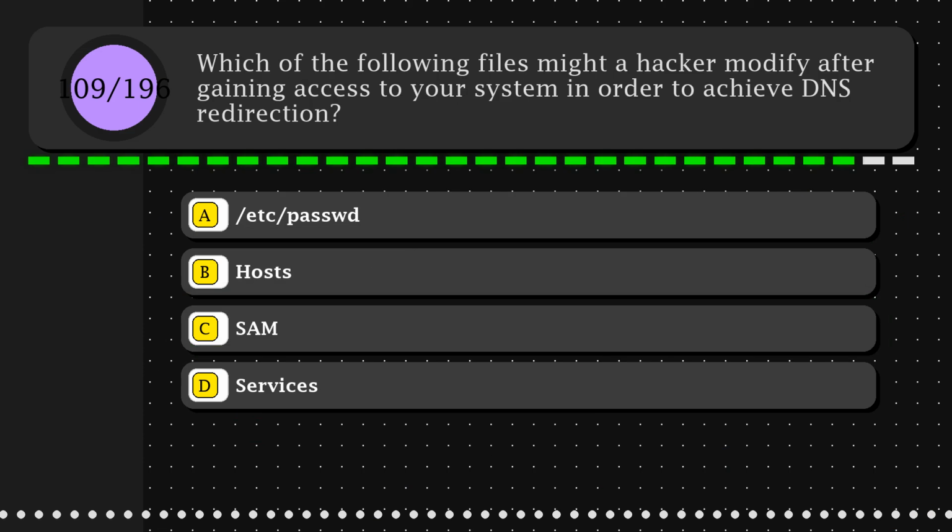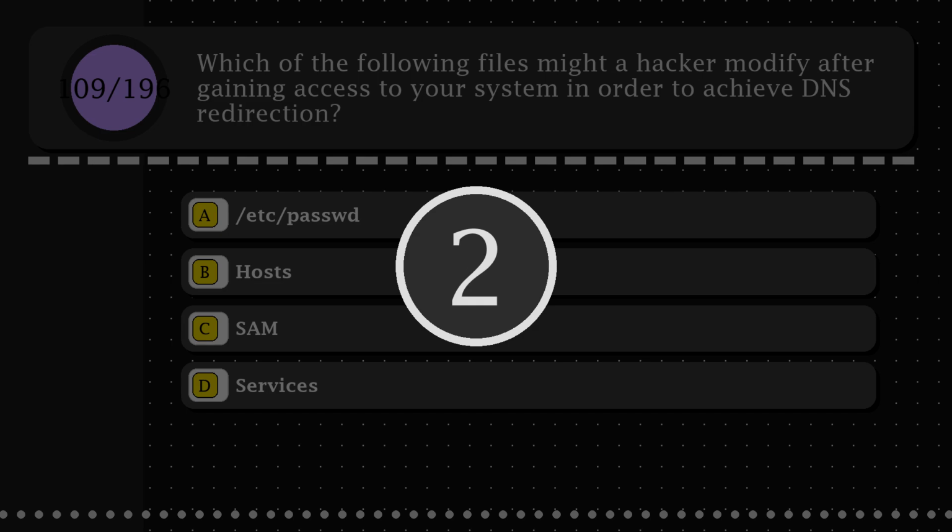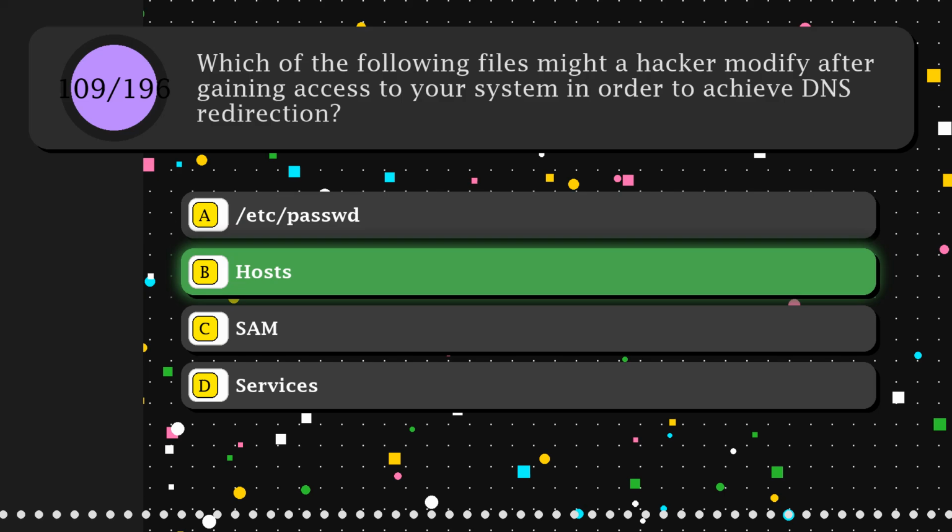Question 109. Which of the following files might a hacker modify after gaining access to your system in order to achieve DNS redirection? Option A, /etc/password. Option B, hosts. Option C, SAM. Option D, services. The correct answer is option B, hosts.